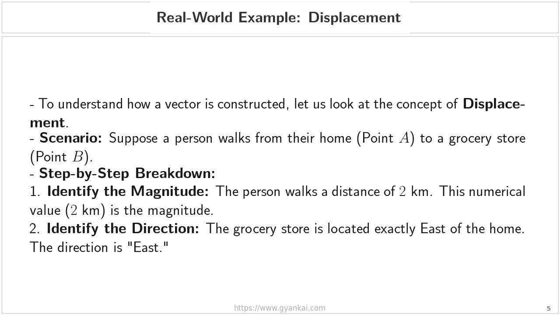Second, we must identify the direction. It isn't enough to just know the distance. We also need to know where they went. In our scenario, the grocery store is located exactly east of the home, so our direction is east.